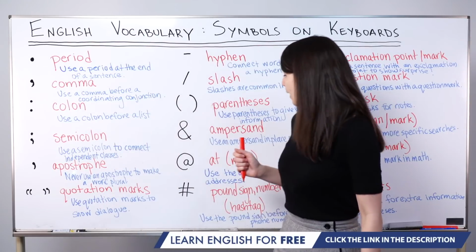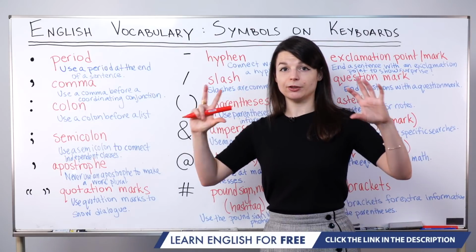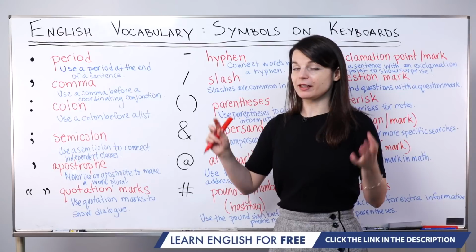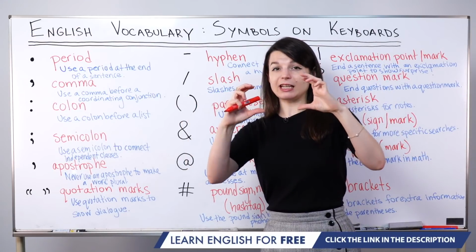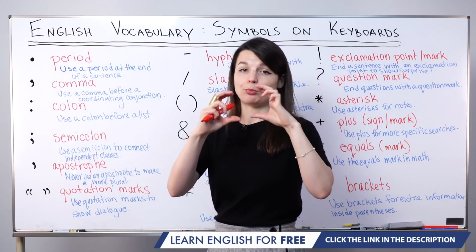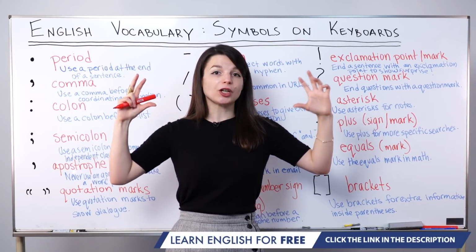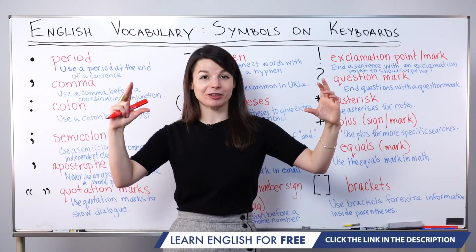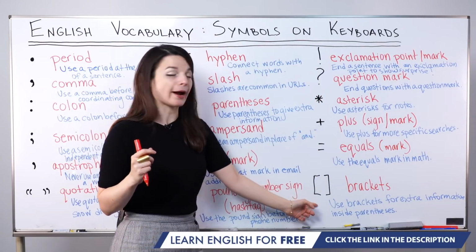So I talked about parentheses here. We use parentheses to give extra information. But sometimes, it's not so common, sometimes inside the parentheses, we want to give even more extra information. To do that, we use brackets inside the parentheses. So we need to clearly show like the hierarchy. So this is the first level extra information. Second level extra information is with brackets.